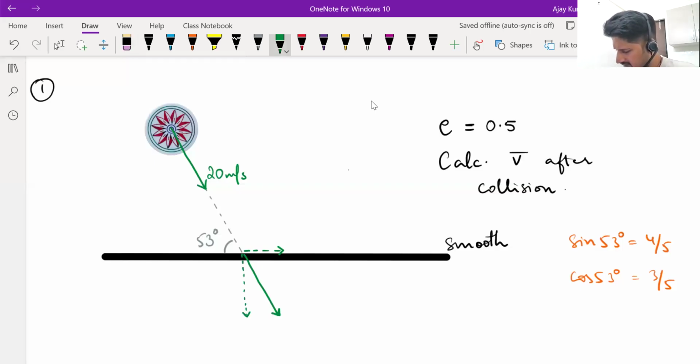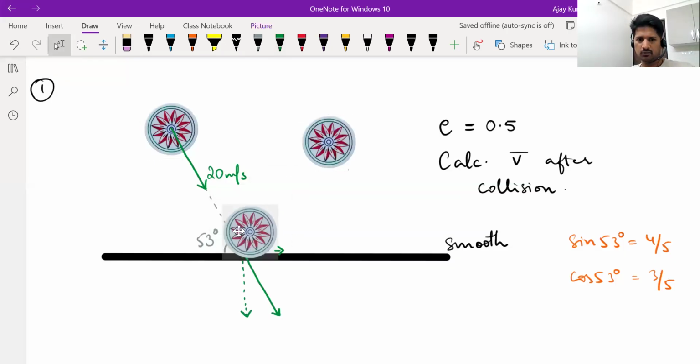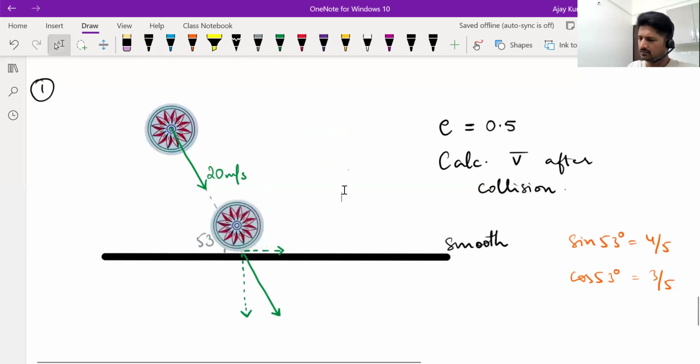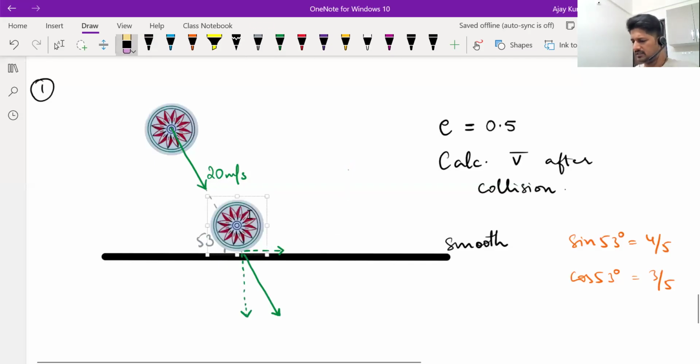Okay, fine. See, we resolve the initial velocity into components along the line of impact and perpendicular to the line of impact. So the first thing to do is to visualize the line of impact. Now, when the striker comes and hits the edge of the carom board like this, we know that the line of impact is going to be the y-axis. So this line in the y direction is the line of impact. That's the line along which the normal force is going to act.